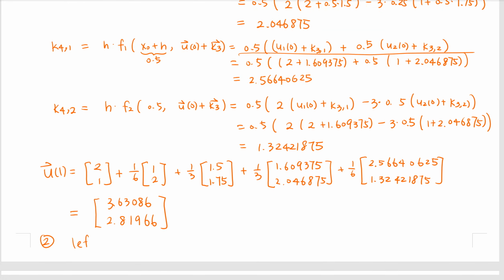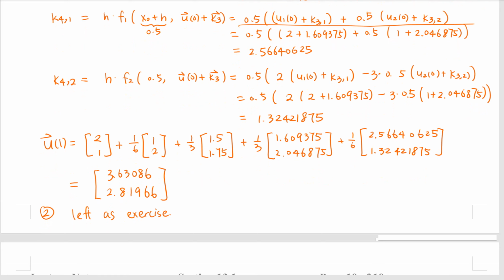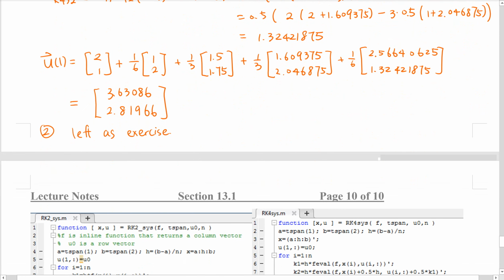Second steps left as exercise. But now you can see it's quite a long process. Because in RK4, we have the 4 K values, K1, K2, K3, K4, and each of them has 2 coordinates. So there are 8 equations, right? And the U1 is a linear combination of the U0 and the Ki's. So another 2 equations. So 10 equations in one step. Okay? Alright, so luckily I won't ask you this problem in the exam.